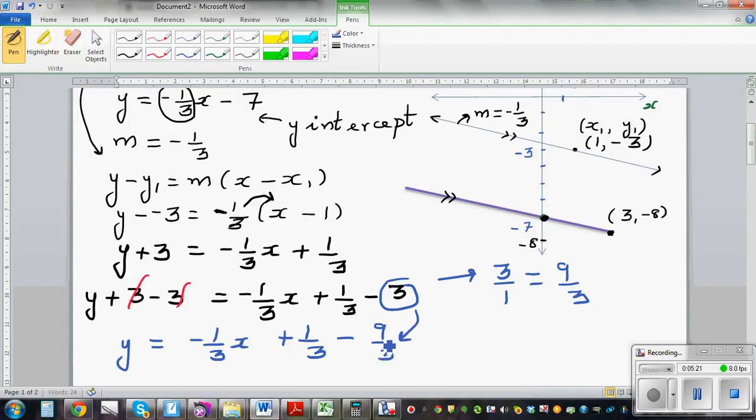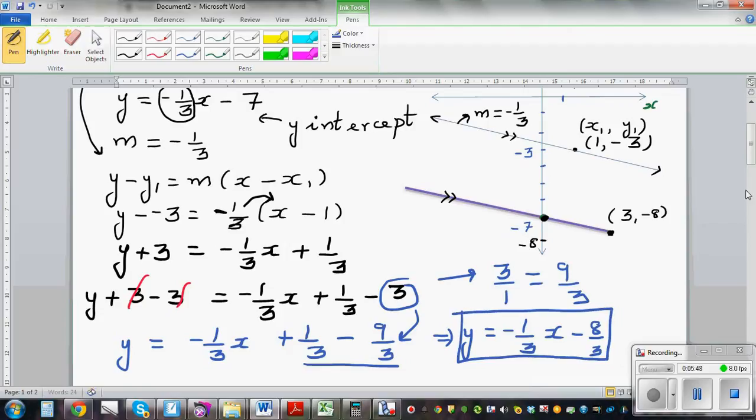Basically 9 over 3 is 3, and now you can simplify this. So the final answer is y is equal to negative 1 over 3x, or use your calculator. Negative 1/3 take away 3 would be negative 8 over 3 to be exact. Okay, and this is the answer, the exact answer.